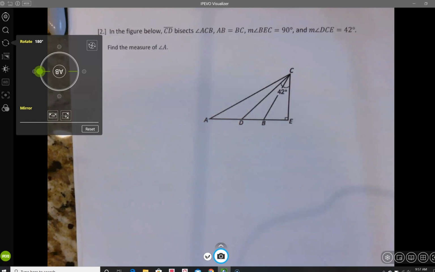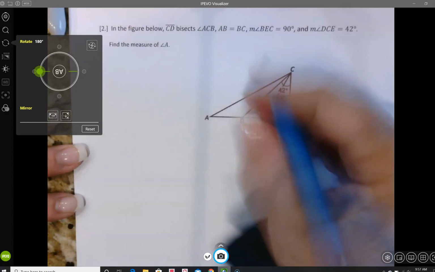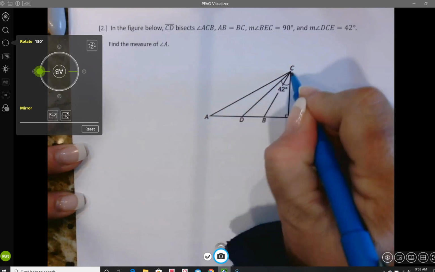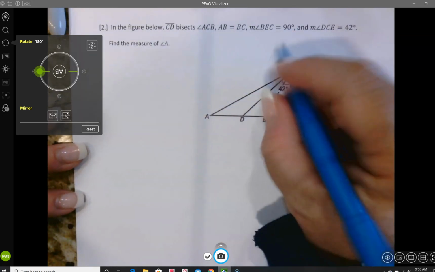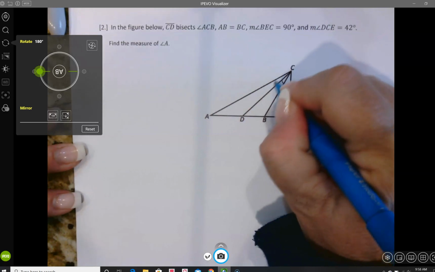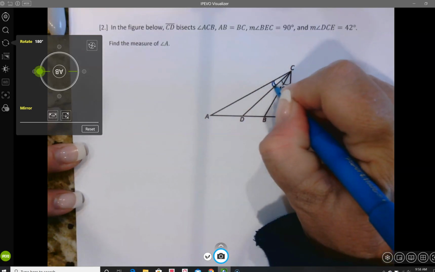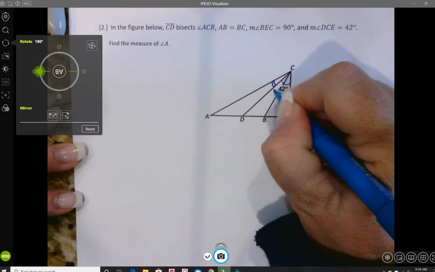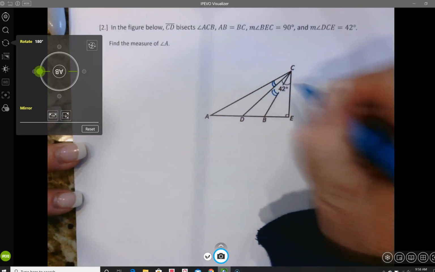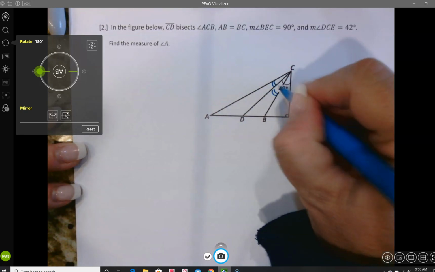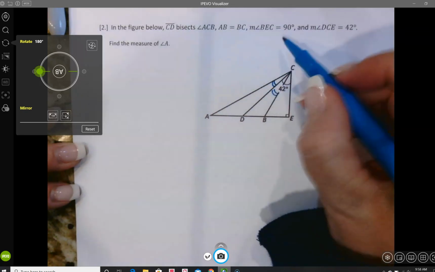So in the problem, we see that CD bisects angle ACB. So we want to follow ACB, and then CD bisects it. So that's bisecting the angle. When we mark it, we see we have two angles right here that are equal to each other. This is not the 42 degrees in the problem, that's not the two angles they're talking about.